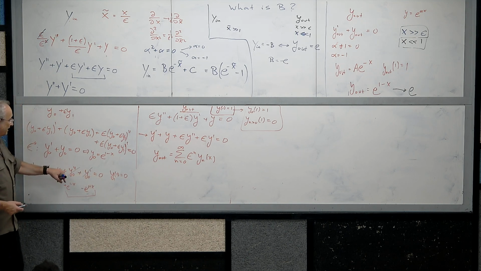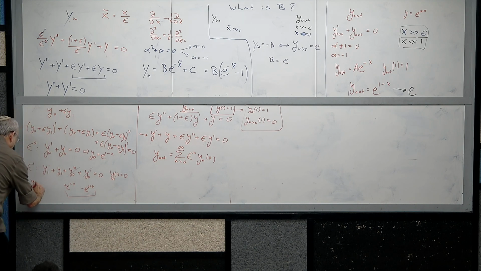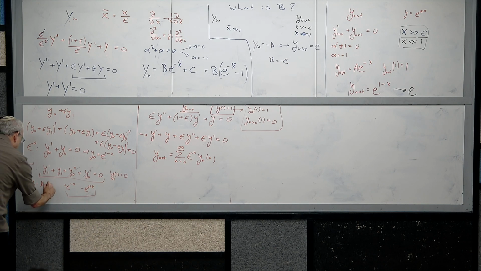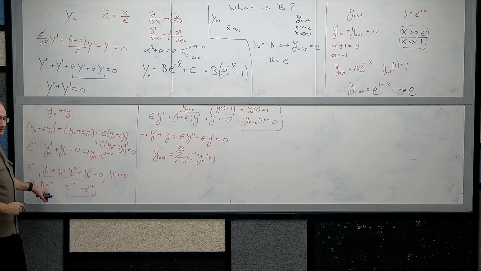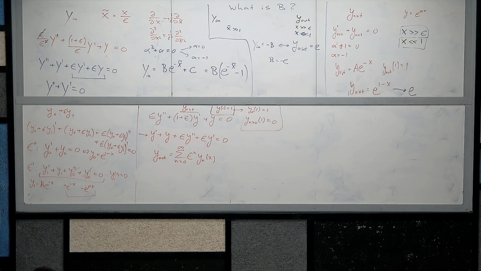So y1 must be some A e to the minus x. But I want y1 of 1 to be 0. What does it mean? A is 0. No other way. So actually there is no first order correction. And I leave you to convince yourself that this will return.